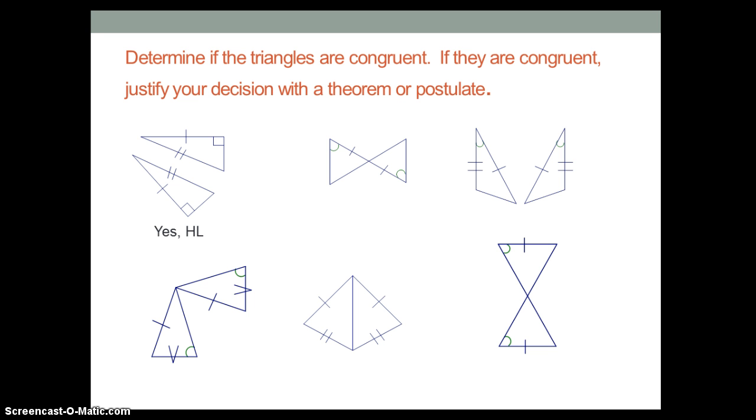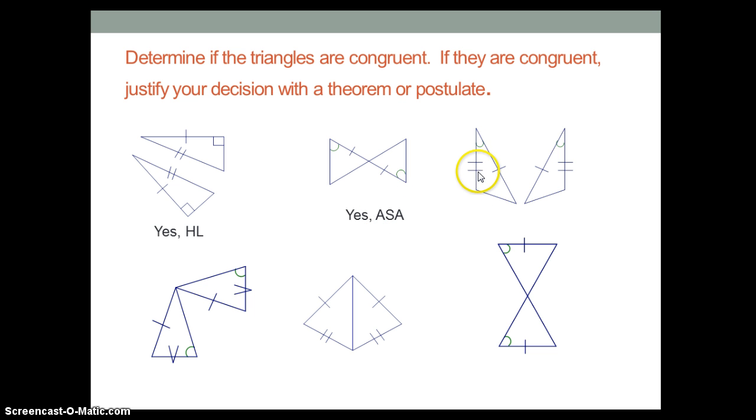Now the next one is a little harder. We only have one angle and one side marked. So our initial thought would be they're not congruent. However, remember we have vertical angles congruent. So the 2 angles here are both congruent. So we have angle, side, angle. They are congruent by ASA.